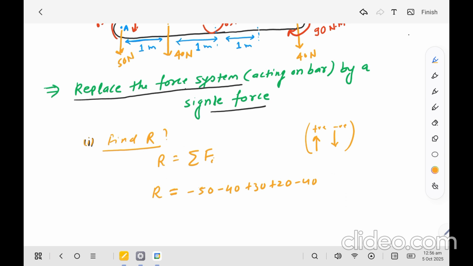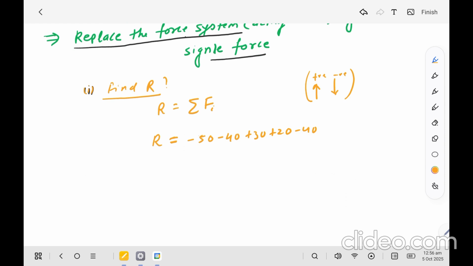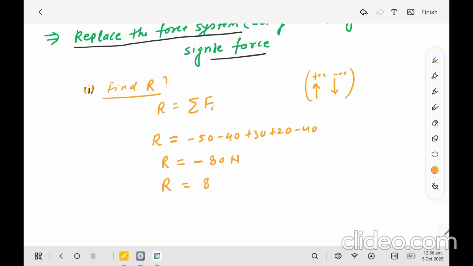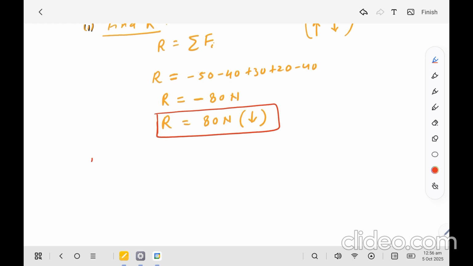Okay, so this is minus 40 minus, so the value is minus 80 Newton. Okay, so minus means the magnitude is 80 Newton and the direction is downward. So this is the value of the resultant force of the parallel forces.